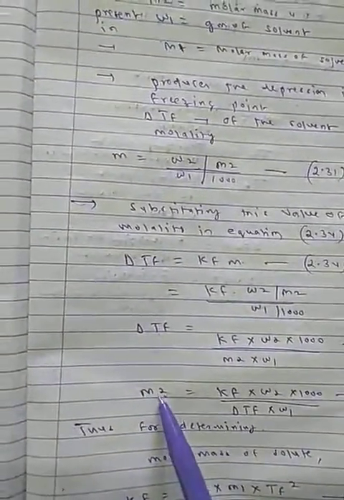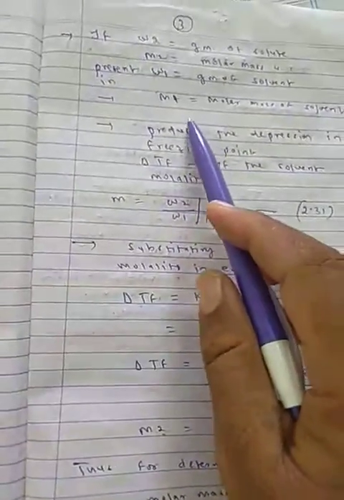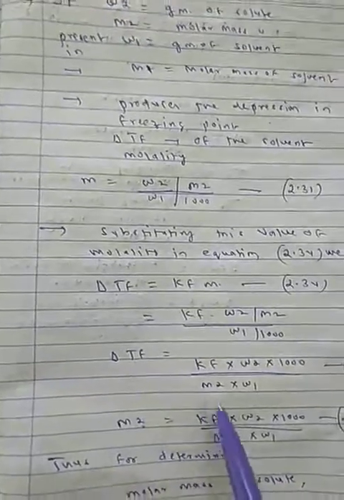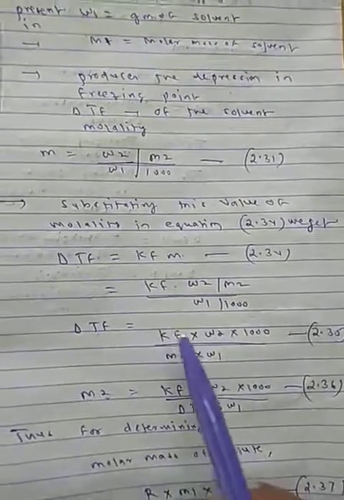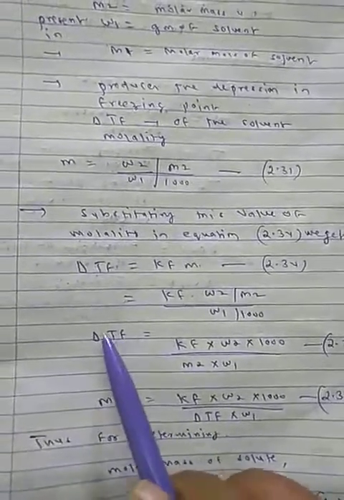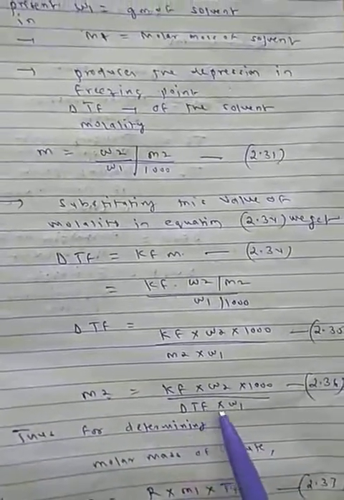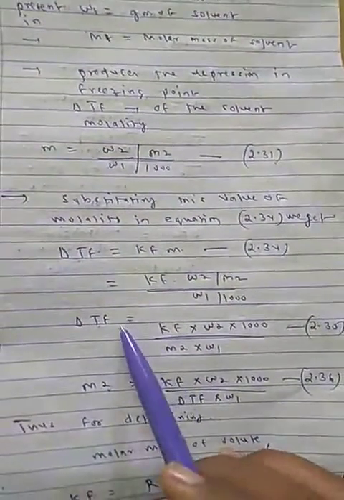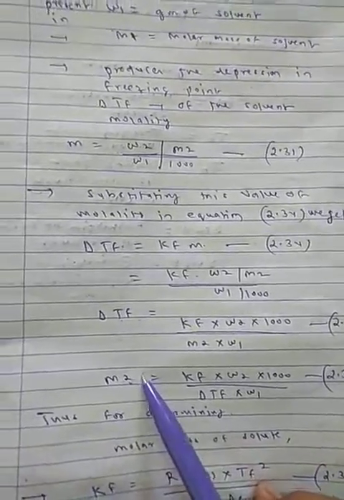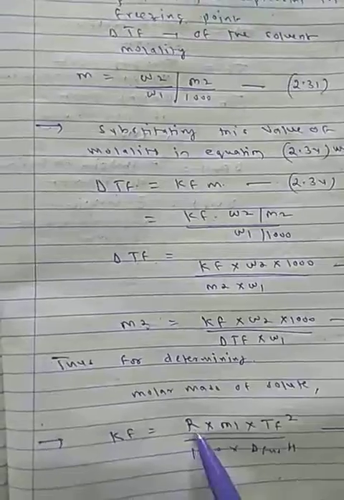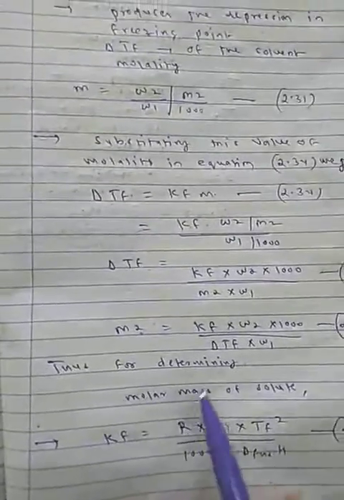If we want to calculate M2, the molar mass of a solute, then M2 will go there, delta Tf will come down, and Kf, W2, 1000 will remain the same. M2 is equal to Kf W2 1000 upon delta Tf multiplied by W1, equation 2.36. So this is the calculation for delta Tf and this is the M2.